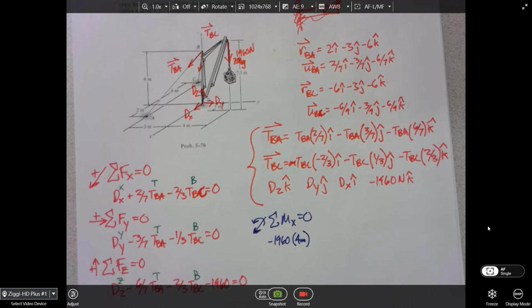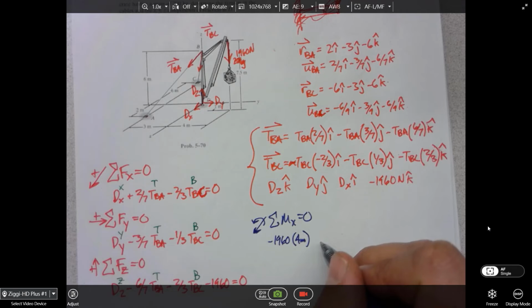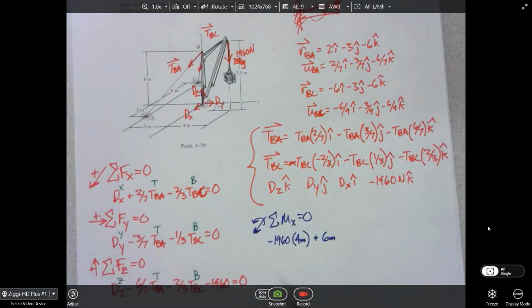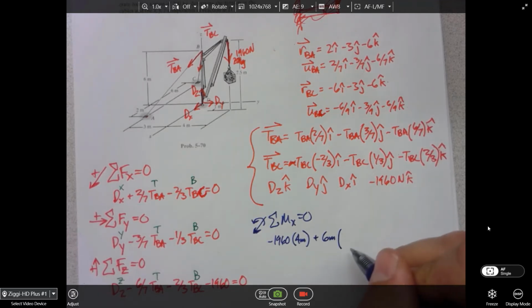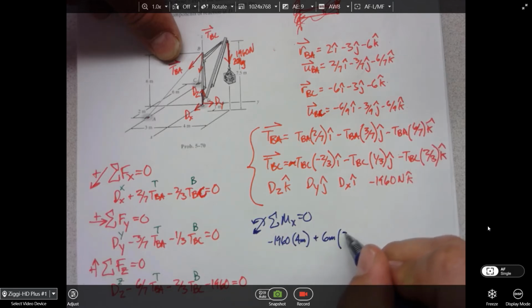What else causes a moment about the x-axis? TBA definitely does. So the distance is going to be 6 meters, and it looks like it's positive. So plus 6 meters times the y component of that. What's the y component of TBA? It looks like it's 3/7 in the j direction, right? So I'm going to say 3/7 TBA.